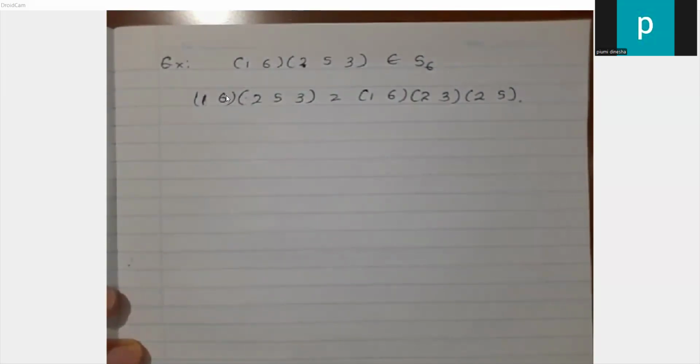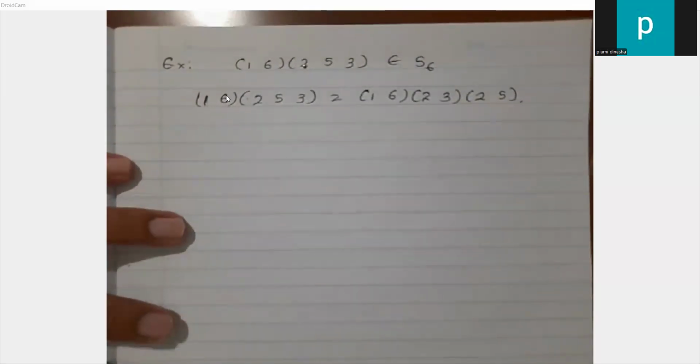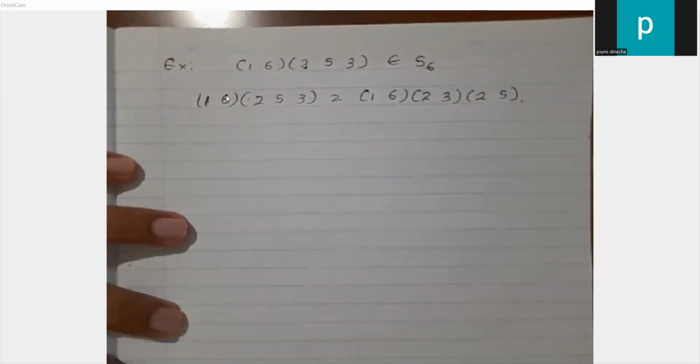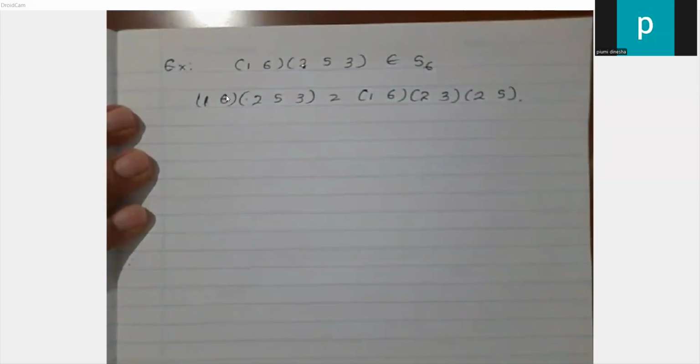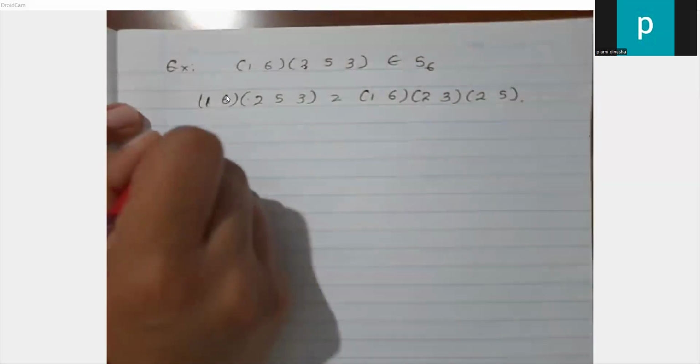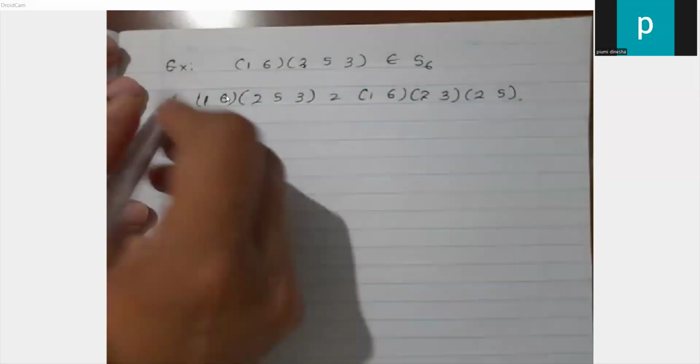Now, even the identity permutation, for any permutation group Sn when n is at least 2, we can write as a product of transpositions. So I'll write it as a remark.